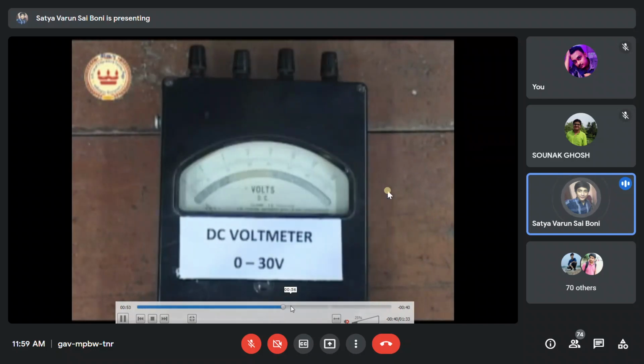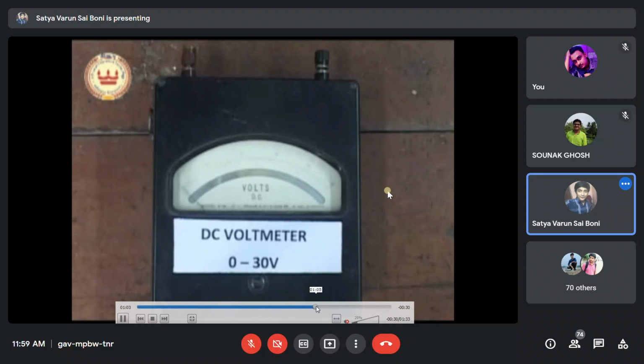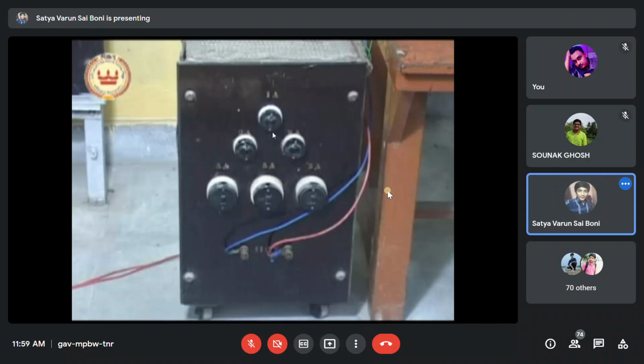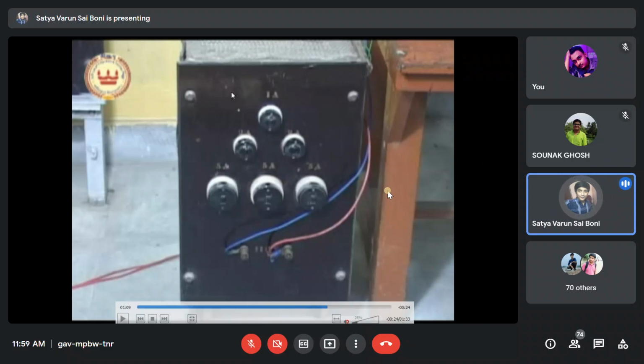This is the DC ammeter for the first experiment, and this is how a voltmeter looks. This is the load box I told you about, with different loads. You can see switch 1, switch 2, switch 3, a total of 6 switches. If you switch on the 1 amp switch, the current drawn will be according to that, then 2 amps, 3 amps, 5 amps. So you can switch on different loads using this load box for the first experiment.